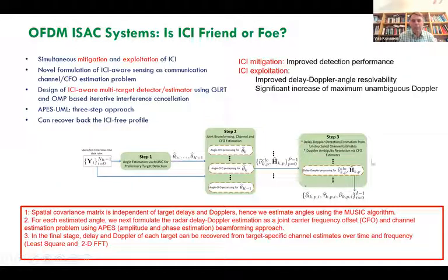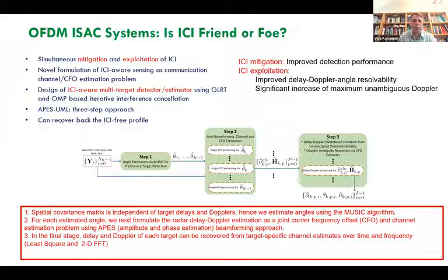This technique works in 3 steps. You first observe that the spatial covariance matrix, since it's a multi-antenna system, is independent of target delays and Dopplers, and then we can use that to estimate the angles of arrival for these targets, for example using the high-resolution MUSIC algorithm. Then for each of these estimated angles, we can formulate a radar delay-Doppler estimation problem as a kind of joint carrier frequency offset and channel estimation problem.